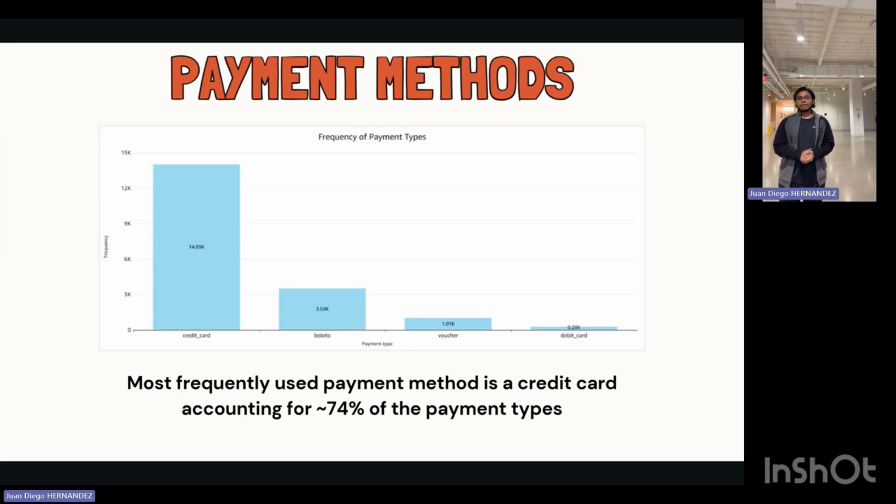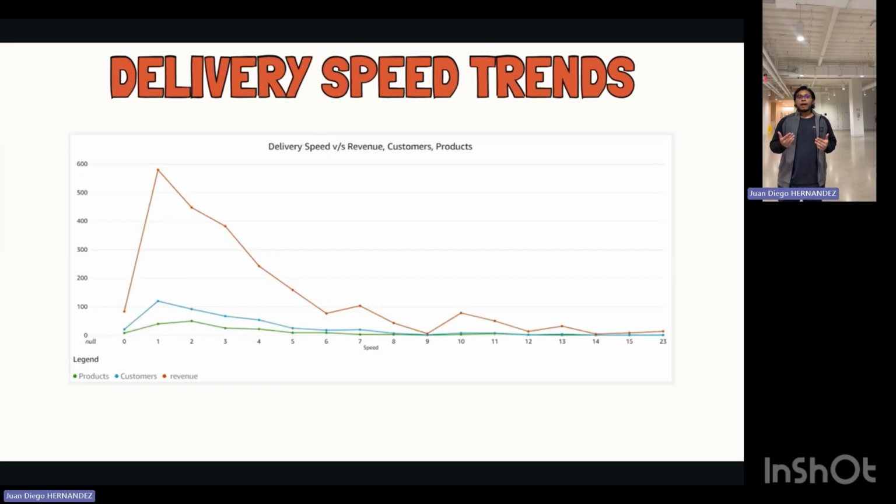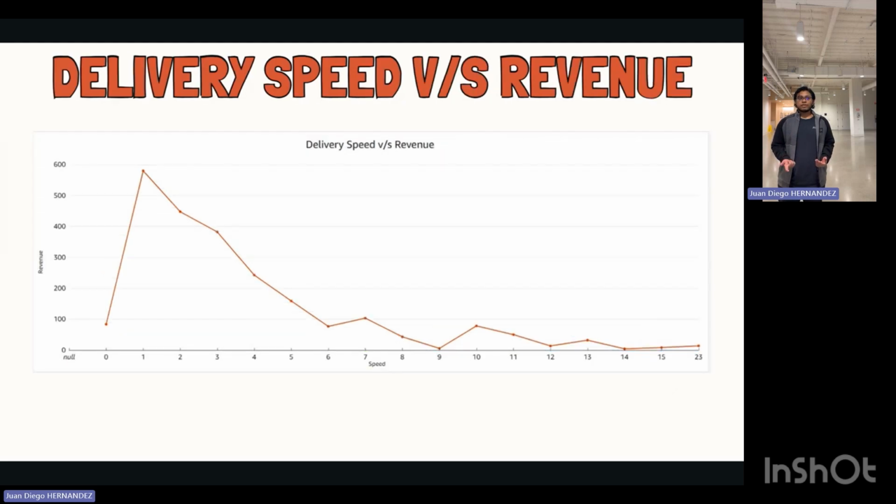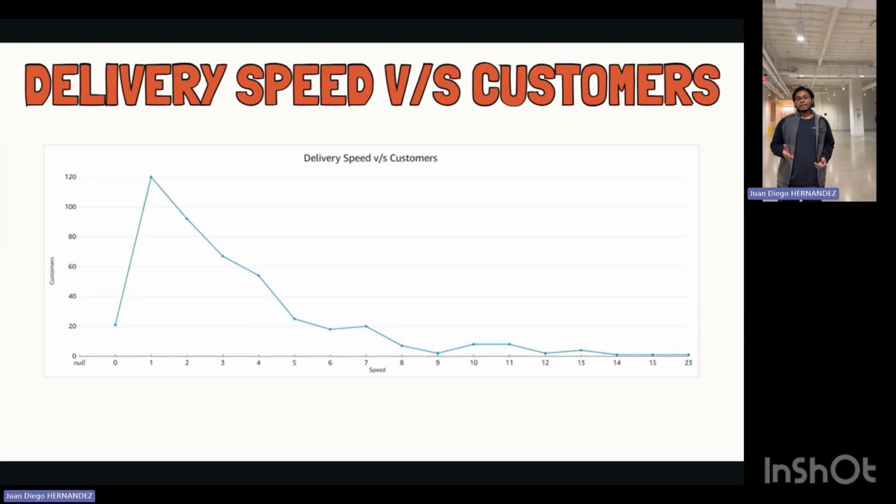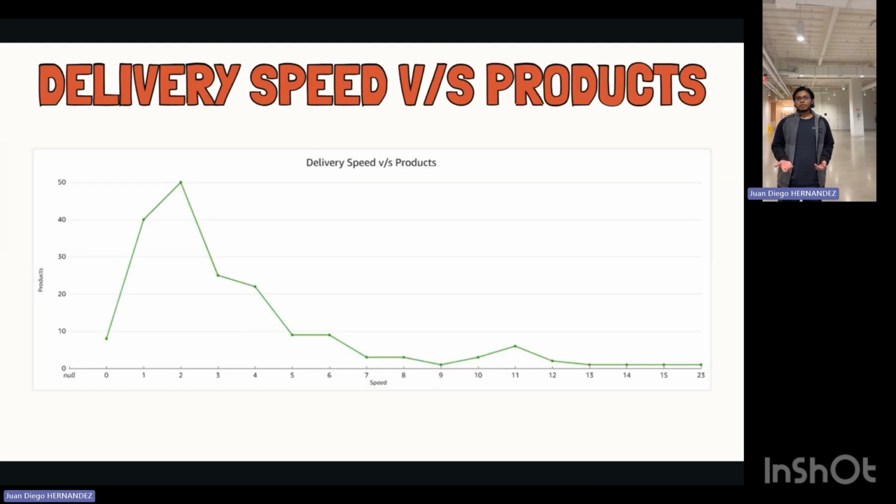Next, delivery speed is a crucial factor. Faster delivery boosts orders, revenue, and customer retention. You see, customers value saved time, while slower delivery can drive them to seek alternatives, stressing the need for efficient logistics.